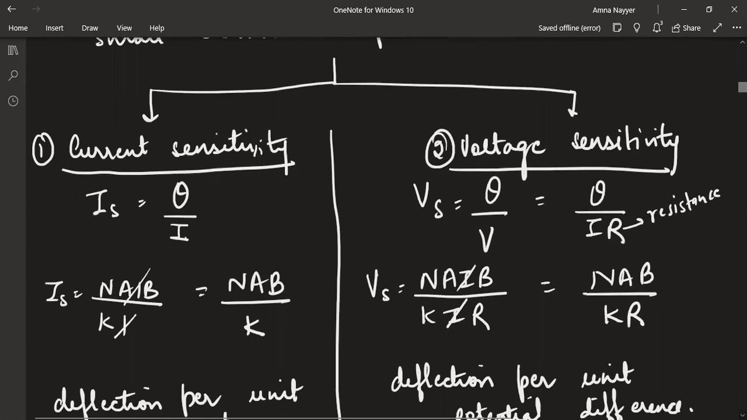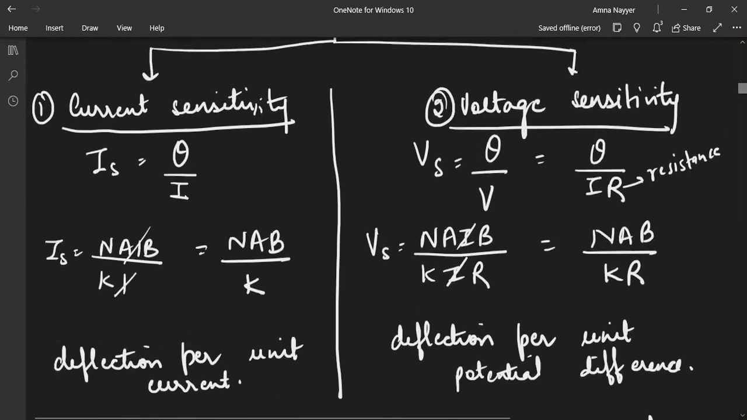Now, two types of sensitivities are there. Current sensitivity and voltage sensitivity. Current sensitivity means deflection per unit current, and voltage sensitivity means deflection per unit potential difference or deflection per unit voltage. Now, if you put in the value of theta as NAIB by K, you will get current sensitivity as NAB by K, and voltage sensitivity as NAB by KR. Fine, this is it. So deflection per unit potential difference.